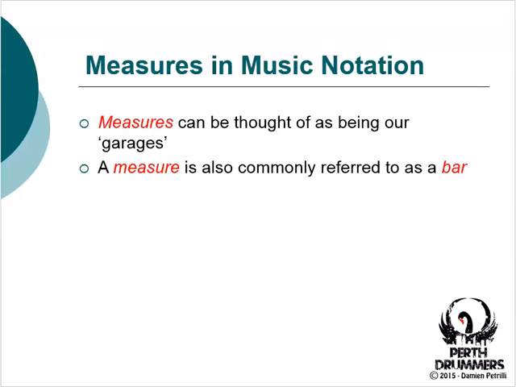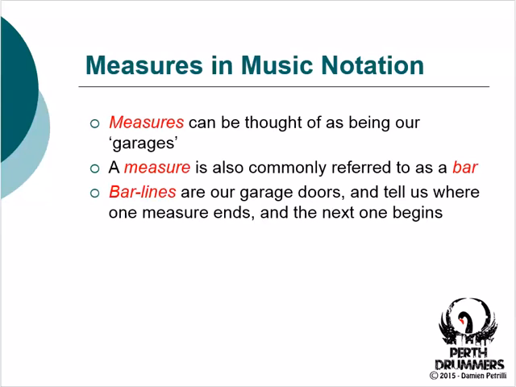So we're talking formal and informal language here. Both are correct, okay? You can call it a measure, you can call it a bar. So you probably hear people saying, okay, we're going to take it from bar 25, or I'm going to count in 4 measures and then we're going to start. So what they're talking about is the garages, the 4 bays, the space that you've got to write your music. Okay. Bar lines are the garage doors. They're our dividers. The bar lines will break up measure to measure. Okay, the same as the garage doors break up each garage into 4 bays.